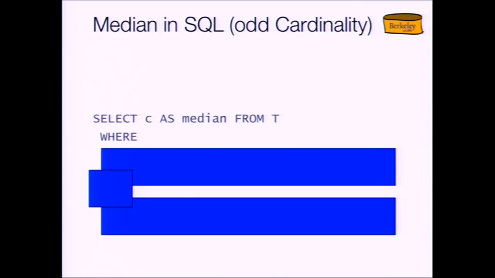How do I think about computing the median of this relation T? I'm looking for the C value. I'm sorry, this is underspecified. T has one field, it's C, and let's say it's an integer. So if I want to find the median value of C in this whole T relation, what can you tell me about that value C that I'm going to find?